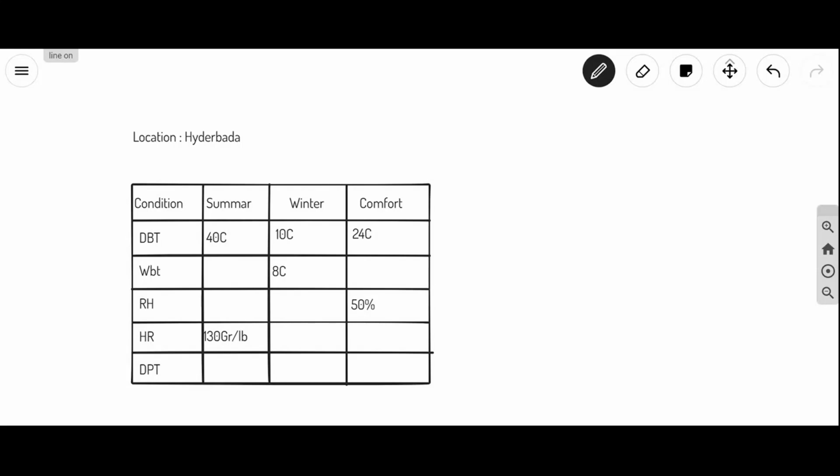Hello, sir. Yes. Sir, you mentioned the dry bulb temperature, wet bulb temperature, relative humidity. So, summer, winter. What is the next? I do not understand. Did you attend the previous session? No, no. You wait then. Will come.